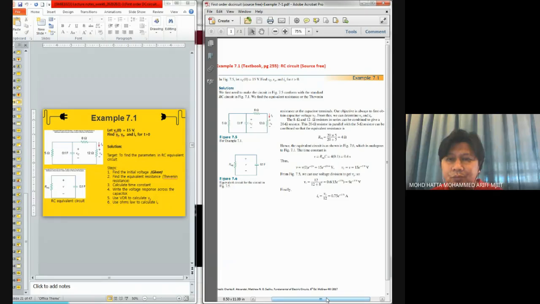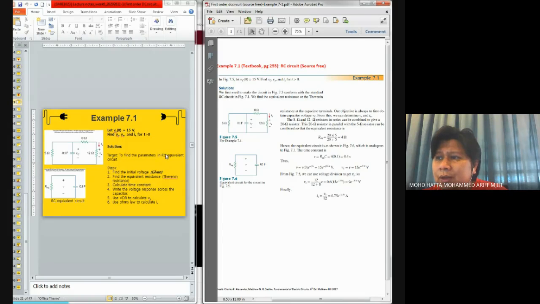Okay, anyway, these are only the steps. Looking at my slide over here, our main objective is to first determine the value of the voltage across the capacitor. To determine the voltage across the capacitor, we know that the voltage response is given by V of t equals V naught e to the power of negative t over tau. Then our target is to find the parameters in the RC equivalent circuit.